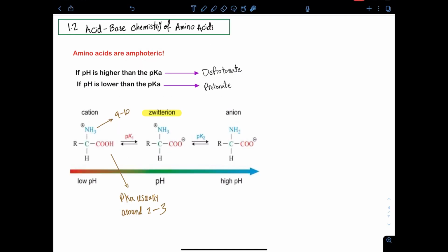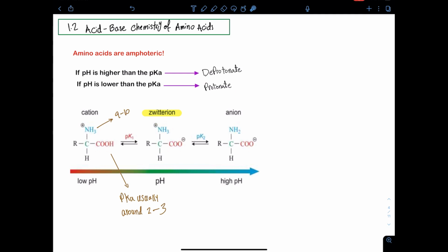Section 2 is about acid-base chemistry of amino acids. Amino acids are amphoteric. What that means is that they can either accept or donate a proton depending on the pH of the environment. If the pH is higher than the pKa, they will lose protons. They will deprotonate. If the pH is lower than the pKa, meaning the environment is very acidic, full of hydrogens, they will gain protons, or gain hydrogen.